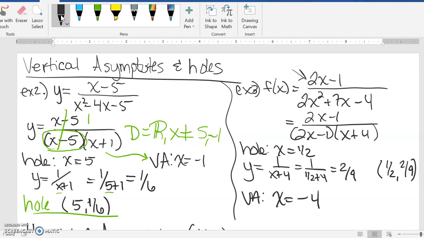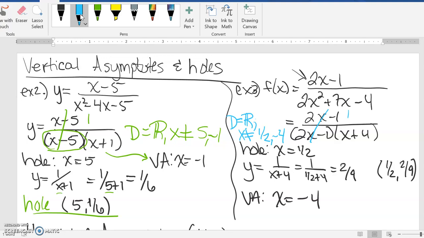And now, again, before you throw out or cancel out those factors, let's throw out those two values that make my denominator 0. So my domain will be all reals except 1/2 and -4. Now I can go ahead and cancel, and I'm left with 1 over x plus 4.